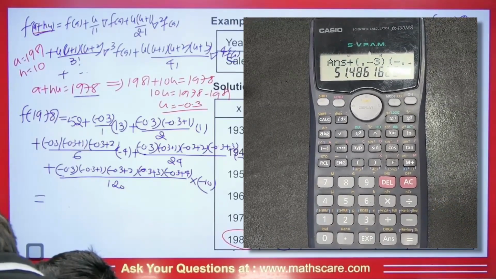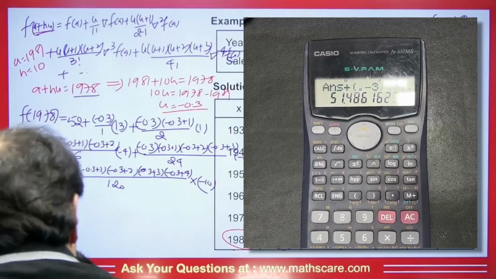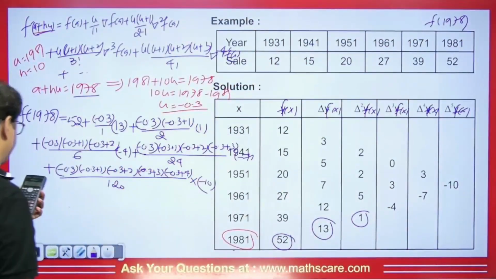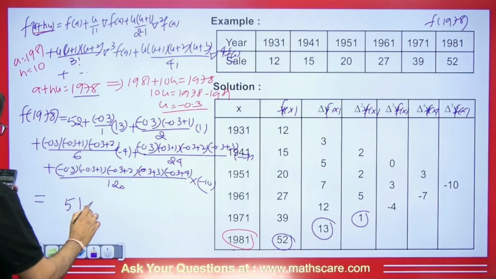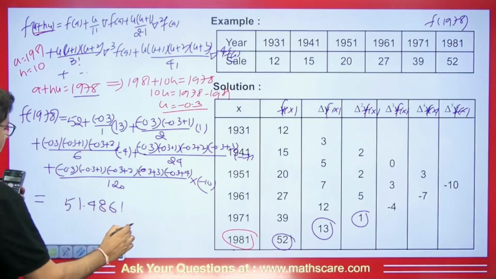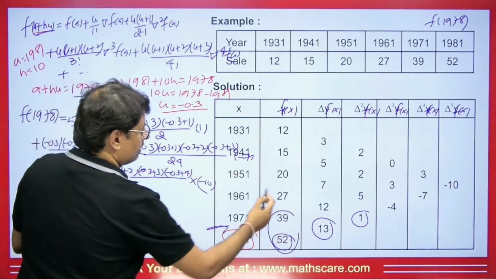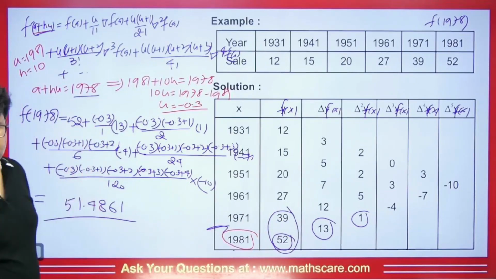The answer we have here will be 51.4861. This is our approximate value. So students, you saw the value the calculator gave us is 51.4861 we have here. Is the answer coming? Obviously we have 1978 coming here. Answer should be in between these two. So this is how we solve this question.